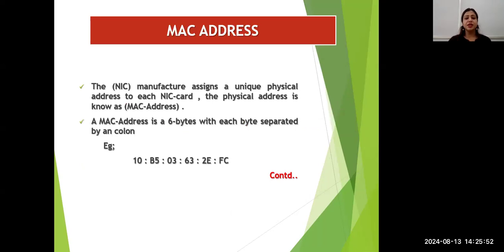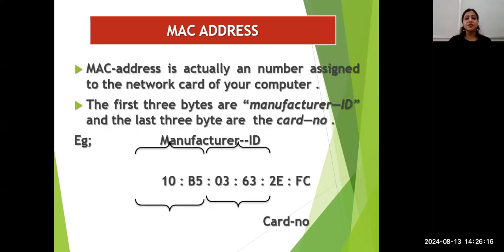The NIC manufacturer assigns a unique physical address to each NIC card. The physical address is known as the MAC address. A MAC address is generally 6 bytes, with each byte separated by a colon. For example, we can see 10:B5:03:63:2E:FC. This is the MAC address. A MAC address is actually a number assigned to the network card of the computer. It is categorized into 2 parts. The first 3 bytes are the manufacturer ID and the last 3 bytes are the card number.